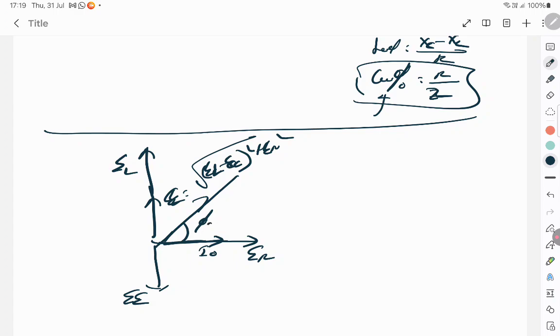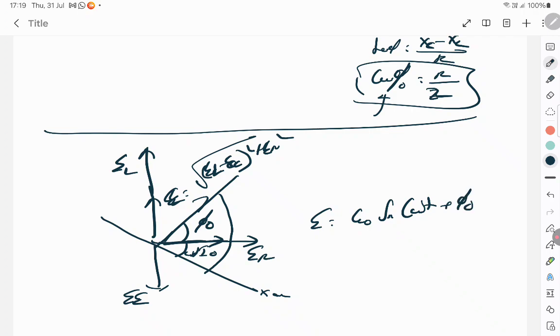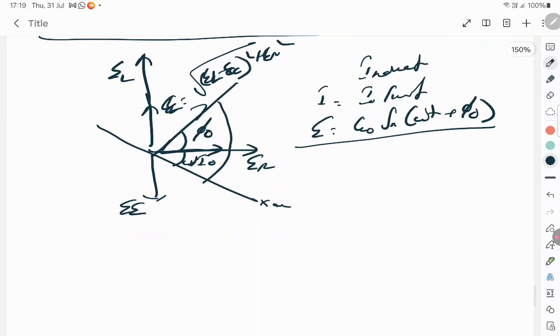Supposing this is phi naught, supposing this is going to make an angle omega t. The whole angle the resultant makes with the x-axis will be omega t plus phi naught. So E is equal to E naught sin(omega t plus phi naught). Considering that inductance is more powerful, the current will be I is equal to I naught sin omega t, which shows that EMF is leading. This is how you do the phasor diagram. They asked for the phasor diagram.